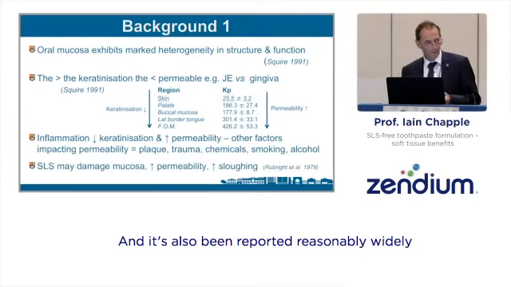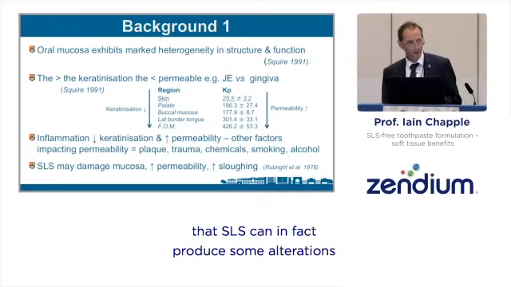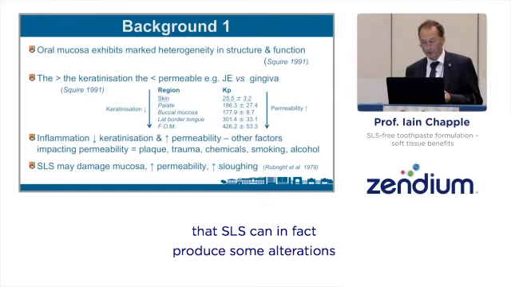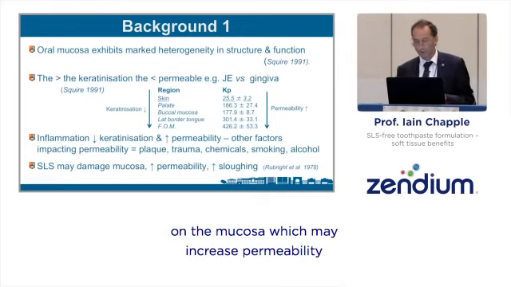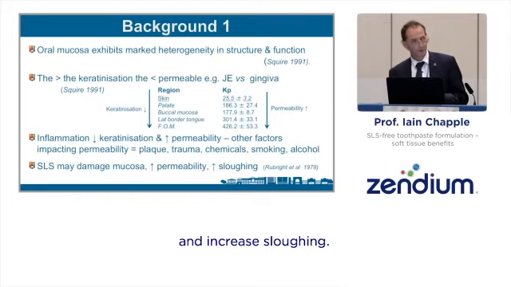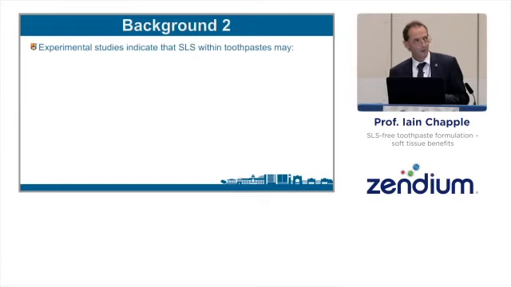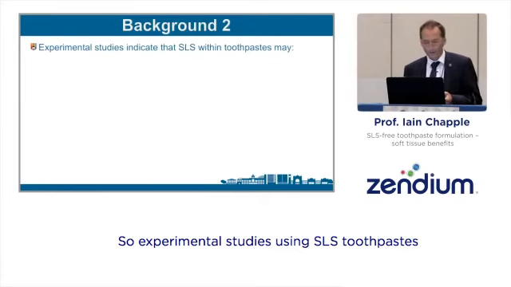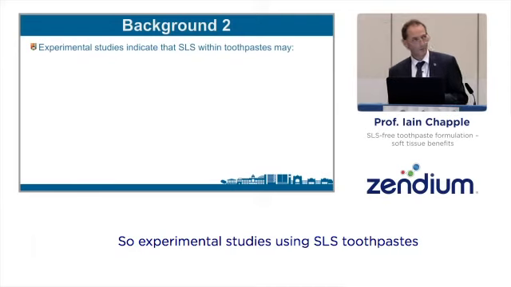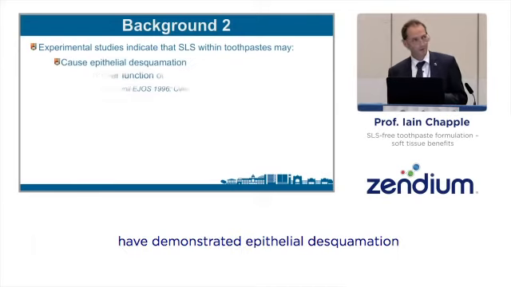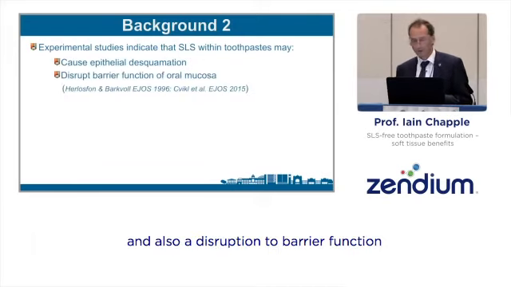And it's also been reported reasonably widely that SLS can in fact produce some alterations on the mucosa which may increase permeability and increase sloughing. So experimental studies using SLS toothpastes have demonstrated epithelial desquamation and also a disruption to barrier function.